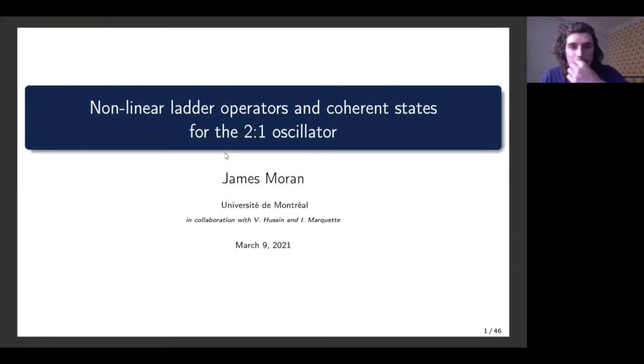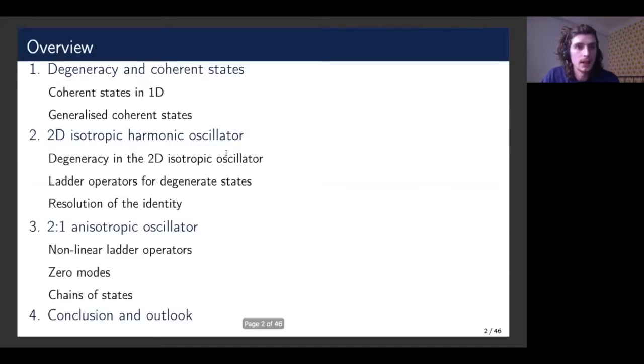Thank you. OK, so today I'm going to talk about a construction of coherent states for the 2-1 anisotropic oscillator. To give an overview, at first I'll talk about degeneracy in the spectrum and coherent states in one dimension, and generalizations of these coherent states, and the problems that degeneracy in the spectrum introduces in the formalism.